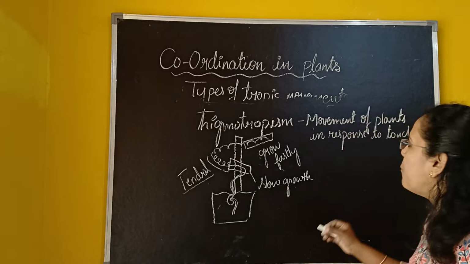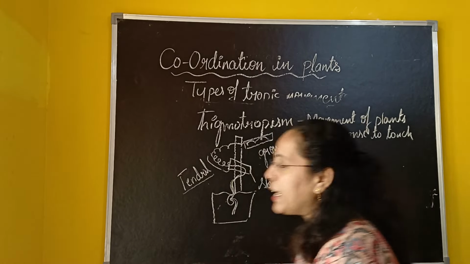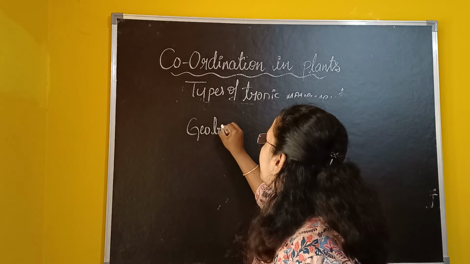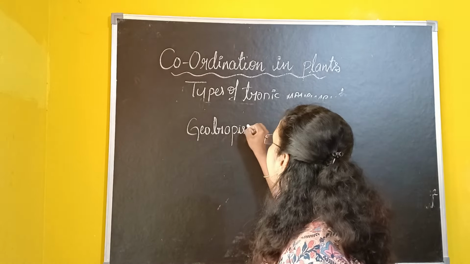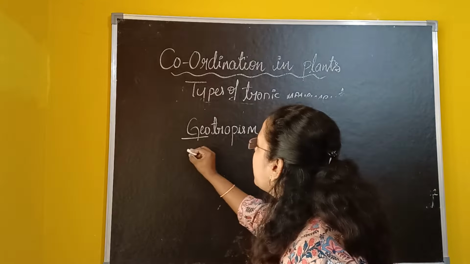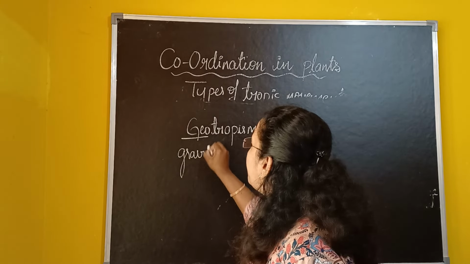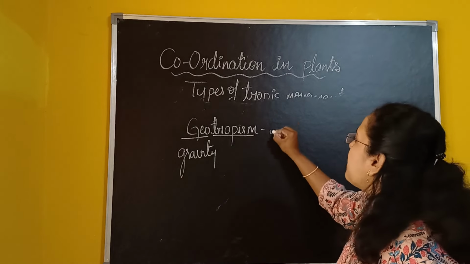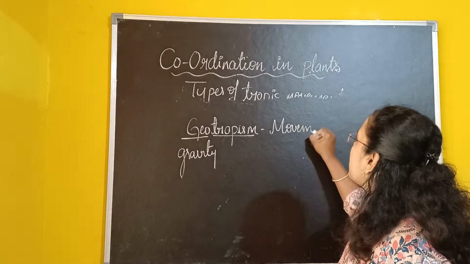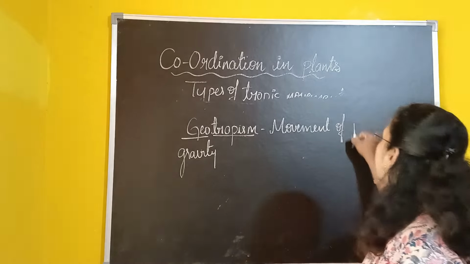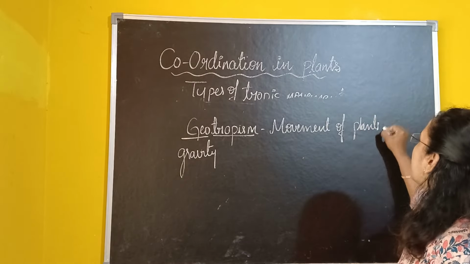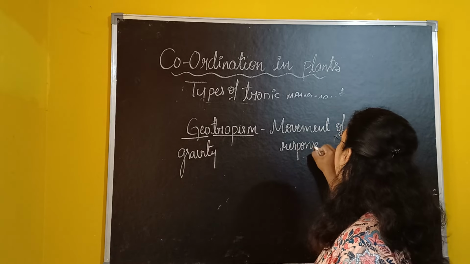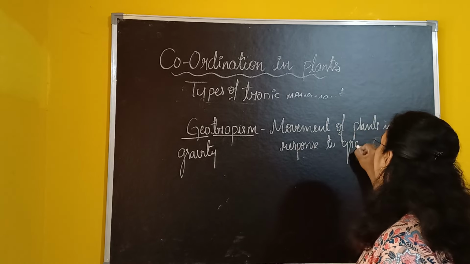And the last type of movement which I wanted to explain now is geotropism. So geo is nothing but gravity. Tropism is nothing but movement. That means movement of plants in response to gravity.